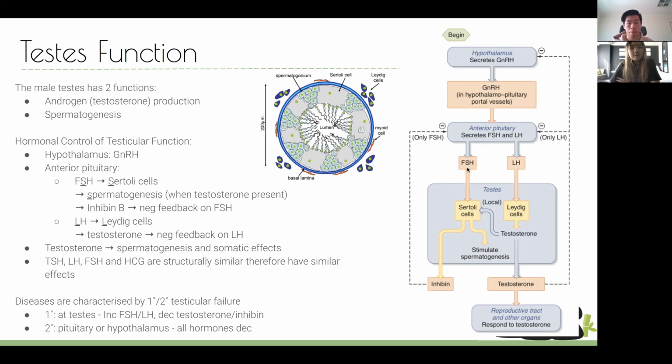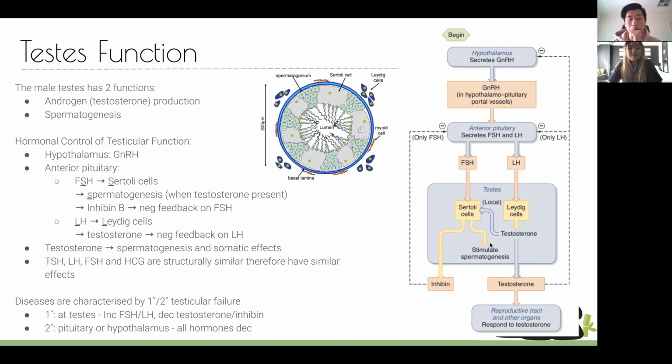And then the way I remember this is FSH works on the Sertoli cells to cause spermatogenesis. So SSS, easy to remember. The one caveat is you need testosterone for that to occur. And also the Sertoli cells will secrete inhibin, which goes back to inhibit FSH. LH, again, easy-ish to remember, is LH and then Leydig cells, so L and L.